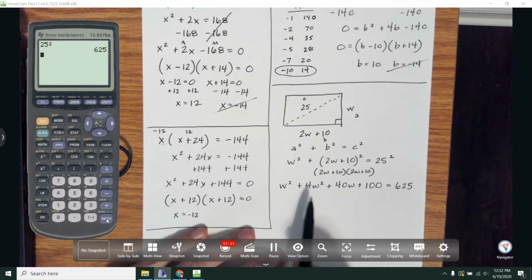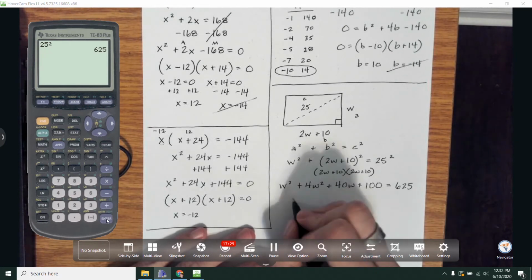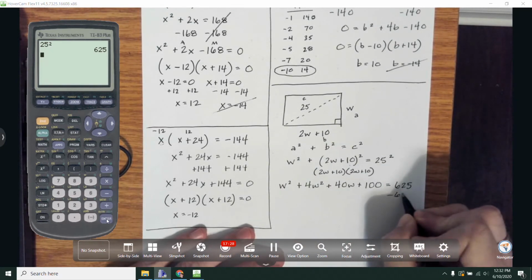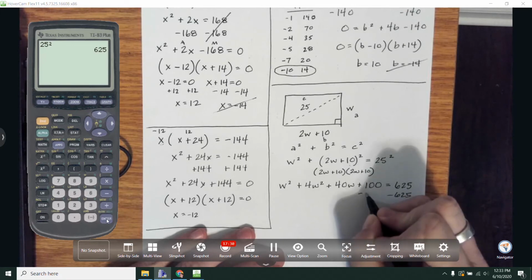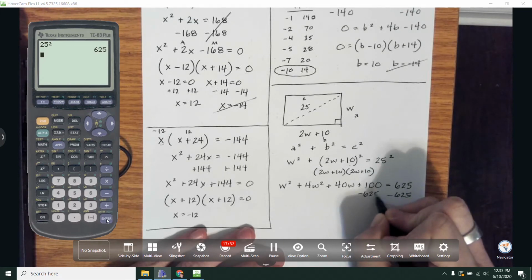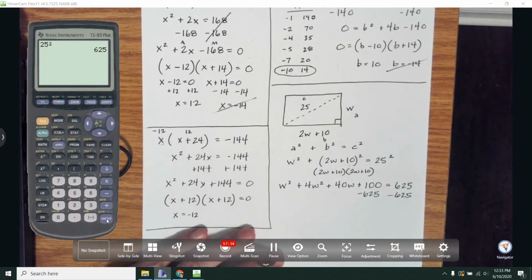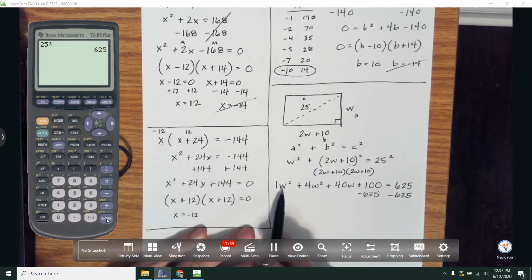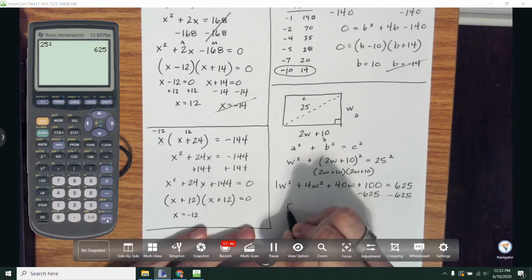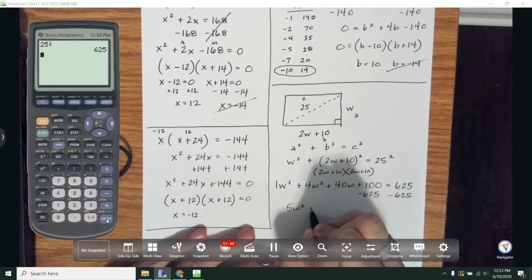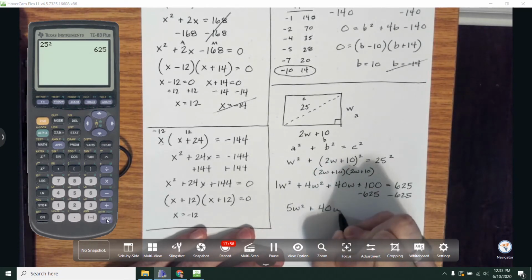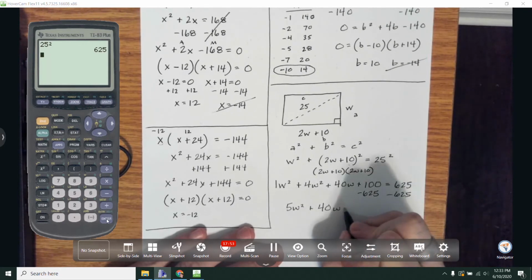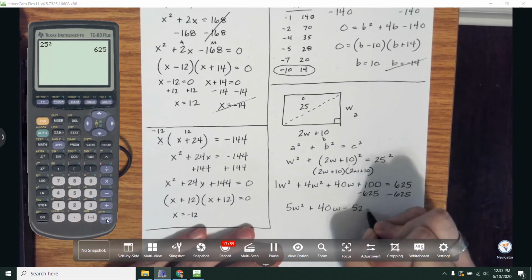Okay, so we're going to combine like terms here. We're also going to subtract 625. So w squared plus 4w squared. Well, when we don't have a number in front of our variable, it's a 1. So we're just doing 1 plus 4, which is 5w squared. Then we got 40w. And then 100 minus 625 is 525.